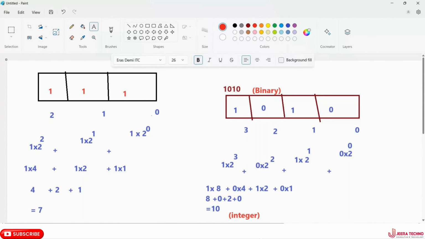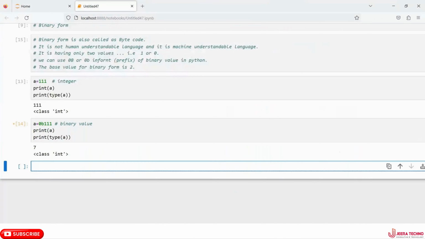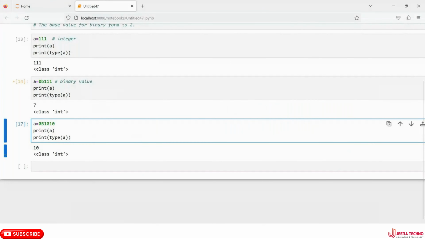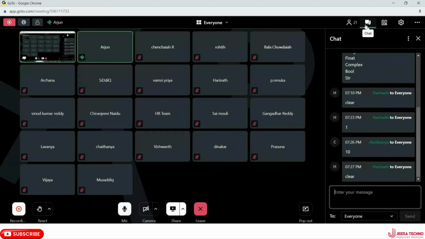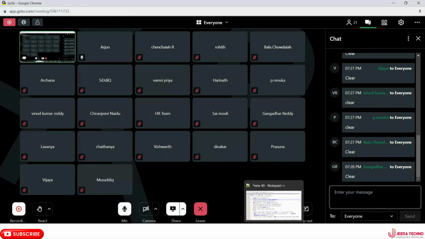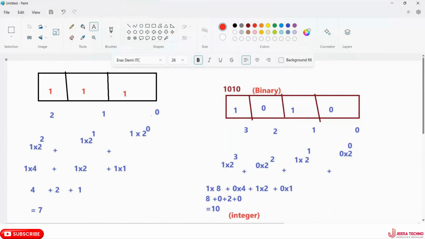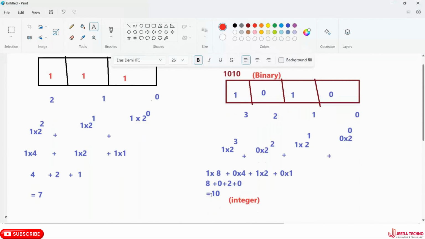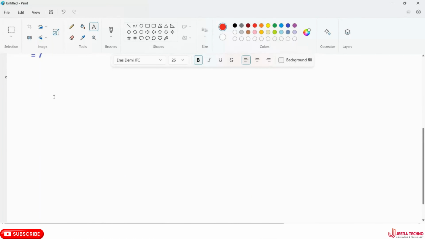So go and execute the same value. a equal to 1010, print of a and print of type of a. Oh sorry, why is it decimal? Now you need to give 0b, right? That is binary. Now it is 10. Are you getting the value? Clear, everybody in the chat box? All of you, please type in the chat box, clear or not? Good. So that is how you can convert binary to integer. Okay, fine. I will explain later, and I'll give you the task also, don't worry.